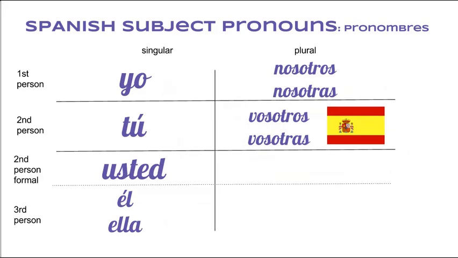So the second person plural informal pronouns are you guys, or vosotros, and you girls, or vosotras, but they're only used in Spain. And the second person plural formal pronoun is you guys or girls, or ustedes. This is used in Spain and everywhere else in the Spanish-speaking world.